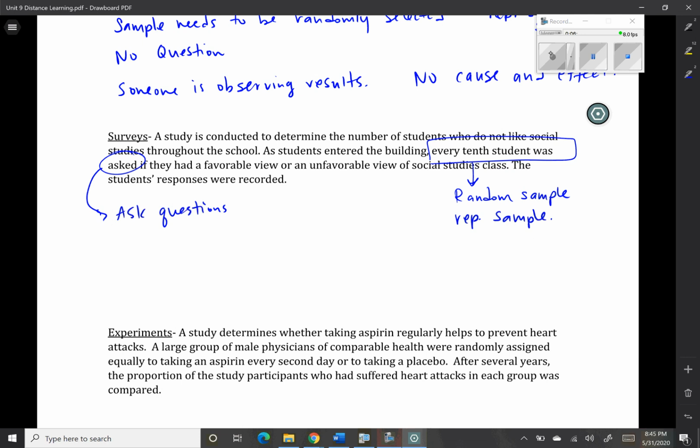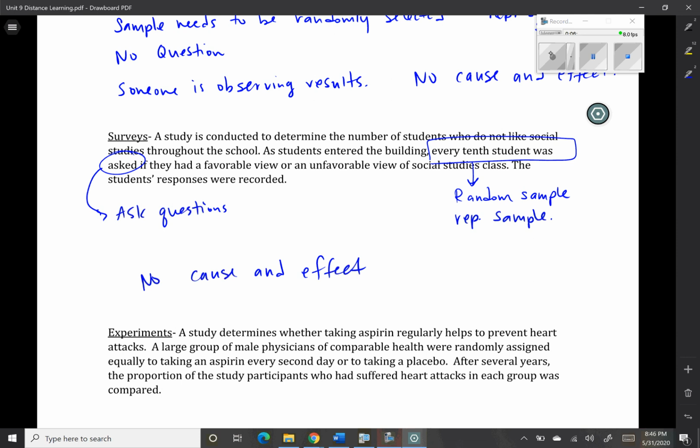Okay. There's also, just like the observational study, no cause and effect. Right? We're not introducing something that's going to change this person's mind by asking them that question. We're literally just saying, do you like this? Do you not like this? Would you eat this? Would you not eat this? There's a million different surveys that you can ask. Okay. You probably are more familiar with surveys only because they're easier to do.